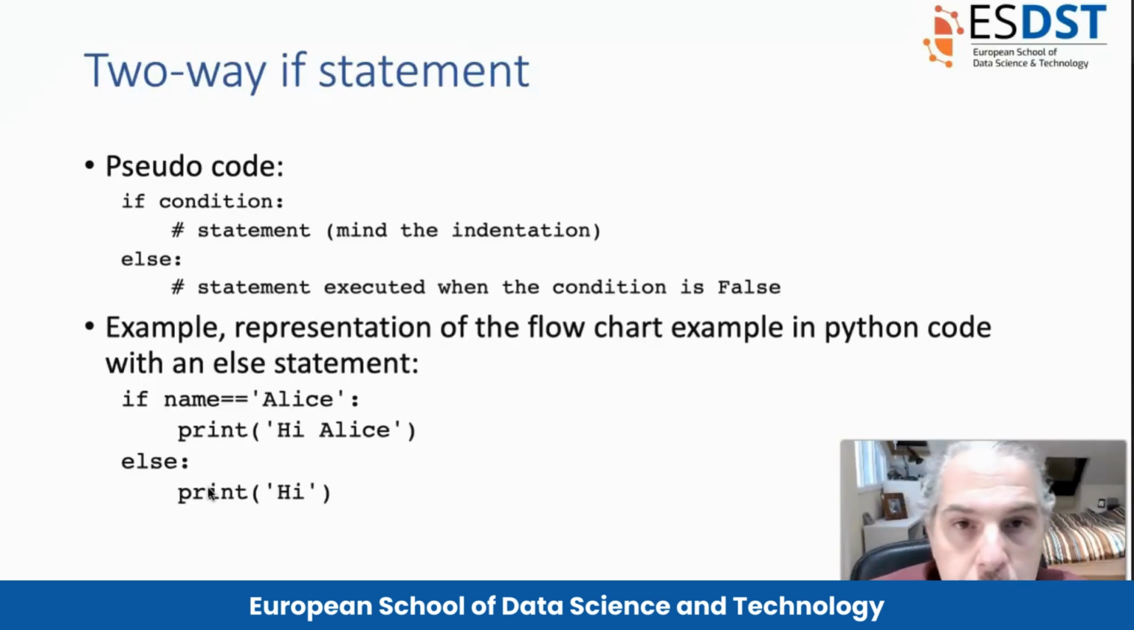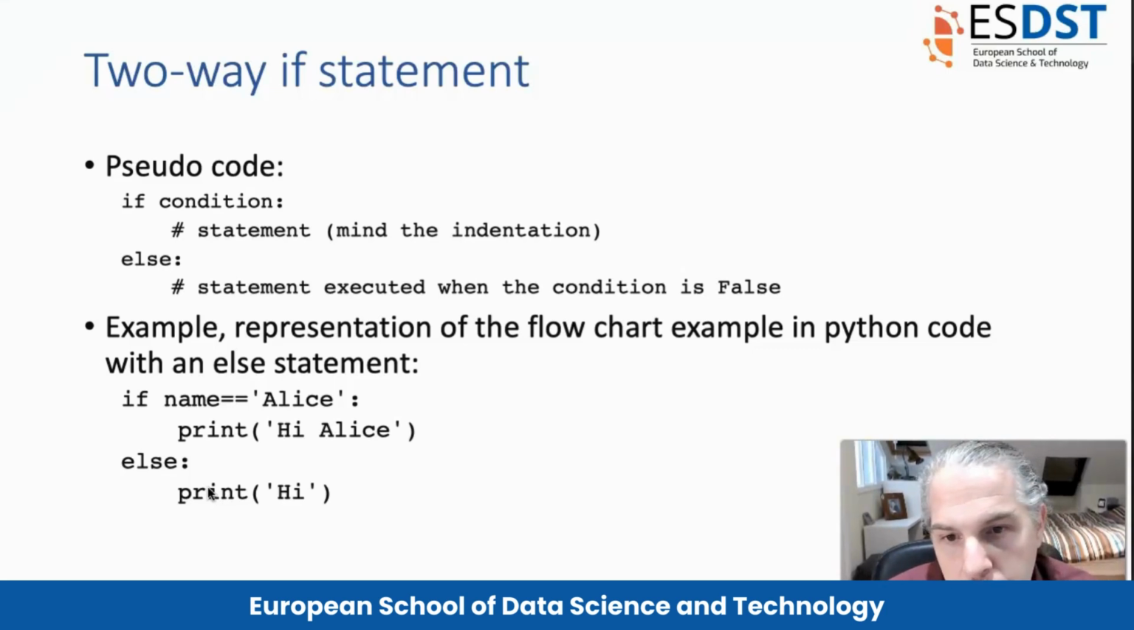Of course, most of the times we need to have alternative scenarios. In order to build alternative scenarios, we need the counterpart of an if, which is the else statement. So we say if a condition is true, colon, and then the indented statements will be executed. Else, colon again, the following statements will be executed. Now, the statements in the else are executed only if the condition is false.